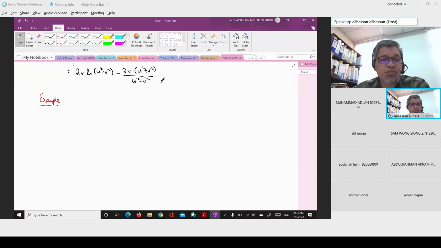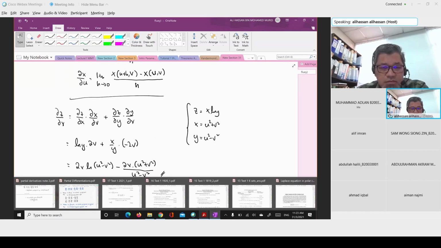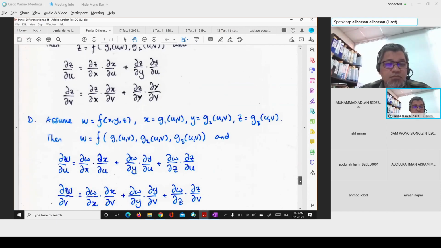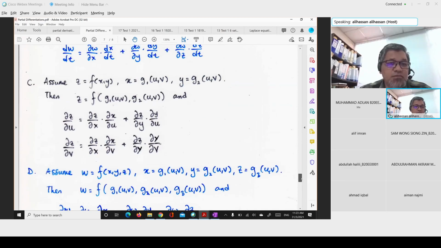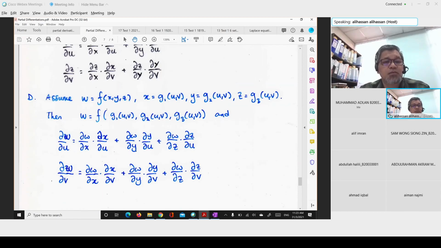Okay, this is case C, right? We have another chain rule, written here as case D. Case D is just an extension of case C from two variables to three variables. So we have w now in terms of x, y, z, where x, y, z are all in turn in terms of u and v. So w as a whole is a function of u and v also, right?